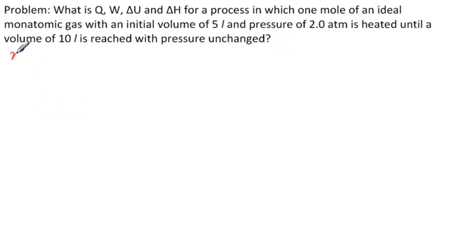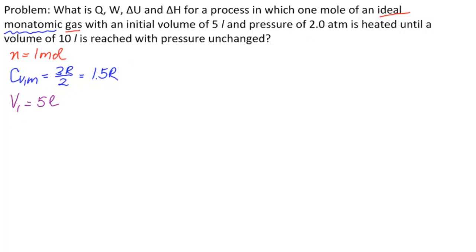We have 1 mole, so n equals 1 mole. We have an ideal monatomic gas, and monatomic gives us that C_V,m is equal to 3R over 2, which more conveniently is equal to 1.5R. We have an initial volume, so V1 is equal to 5 liters, and an initial pressure of 2 atmospheres, so P1 is equal to 2 atmospheres.